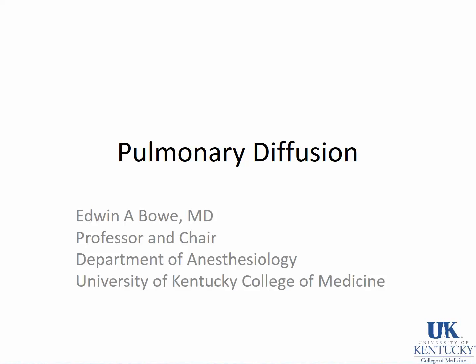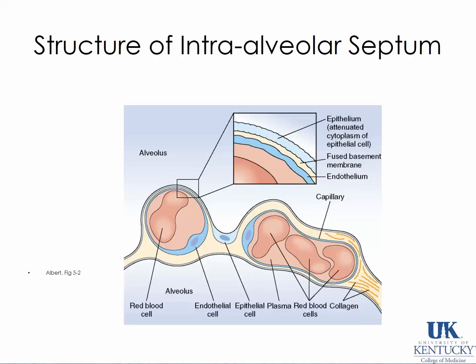Okay, so the first thing that we have here is the structure of the alveolo-capillary membrane. What this shows is that this area indicated in blue, and it's on both sides, is basically the alveolus. And this highlights, if you will, the structures that oxygen has to diffuse through as it goes from the alveolus into the red blood cell.